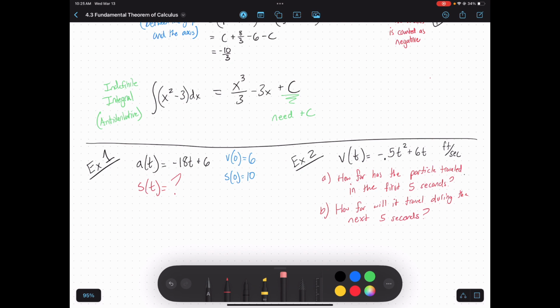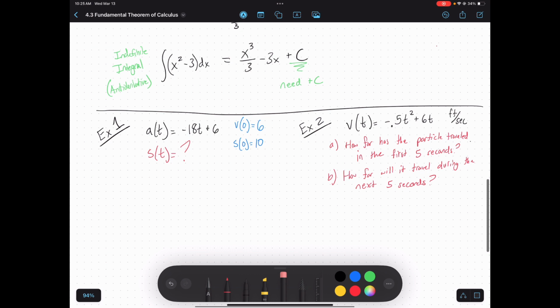So to finish off this section, I wanted to look through a couple of related examples, both talking about a particle moving, the movement of a particle. And I wanted to highlight these two different examples because they're both asking fundamentally different things. So let's look at example one. For example one, we're given the acceleration function for the particle. What does the acceleration of the particle look like? Well, I'm given the function. The acceleration after a certain amount of time is negative 18t plus 6. And then it also gives me these little pieces: V of 0 equals 6 and S of 0 equals 10.